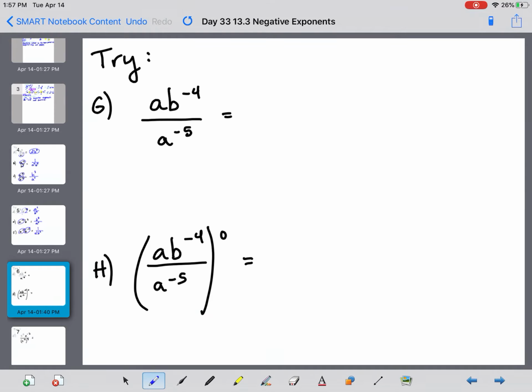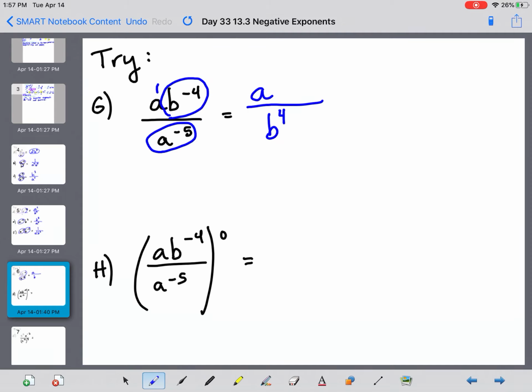Now, what about something like this? These ones sometimes throw people for a loop. If I'm looking at g, I'm going to see what's raised to a negative power. The b is raised to the negative power. Notice the a is not. This is still a to the first power. We're just lazy and we don't put that 1 there. And then a to the negative fifth is also being raised to the negative power. So both of those are going to move to where they are not.